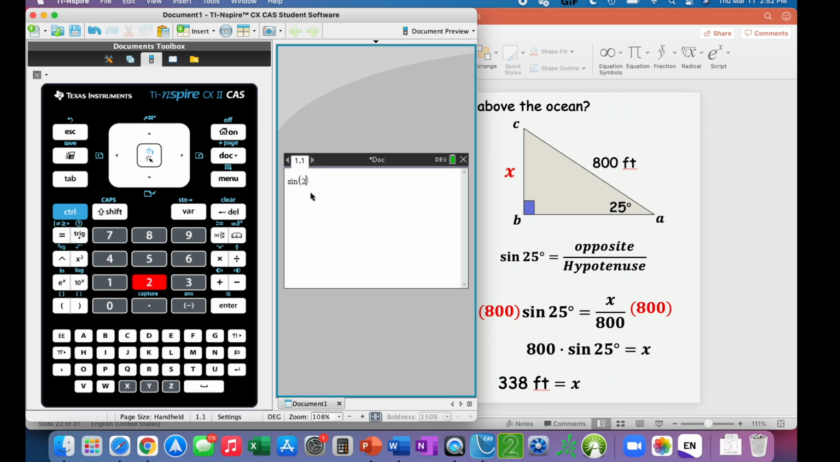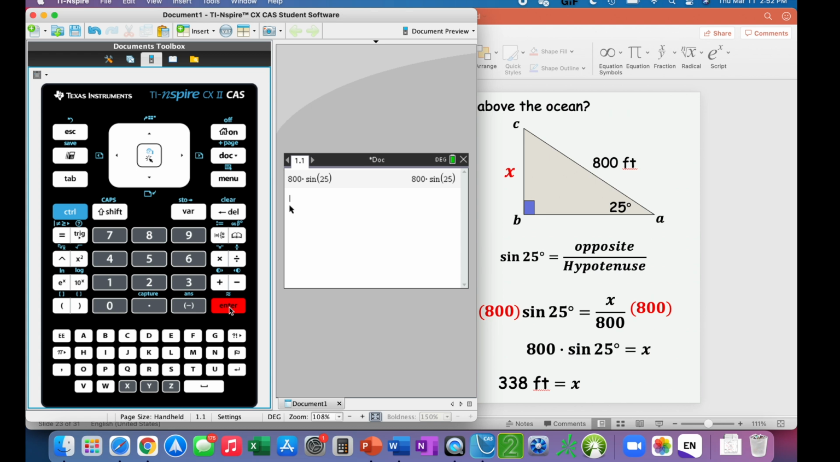We already know what sine is. Sine is 25, and it needs to go 800 times that. So let me go back over here and type in 800 times. I hit enter, and it goes, congratulations, it's 800 times sine 25. And you're like, oh, thanks, that didn't help at all. So instead, this is giving me the exact answer. I just want it to round. So all we do is we hit Control, Enter, and that will give me my 338 feet.